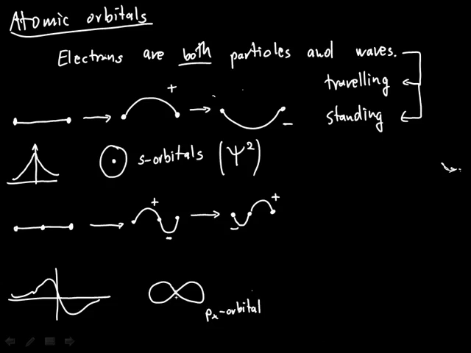This point here is a node, because the wave function density here is 0. And in fact, this whole plane represents a nodal plane, because at that point, electron density is 0. Again, all of these points are nodes as well, because the electron density function is 0 there.